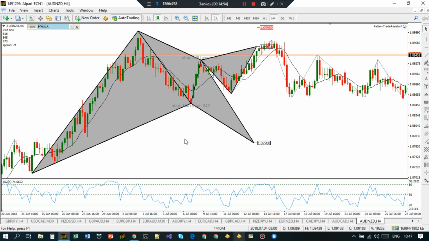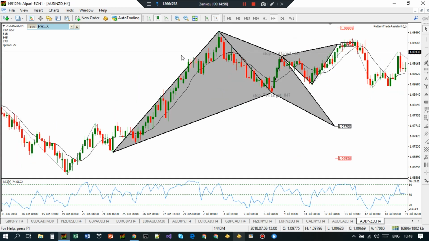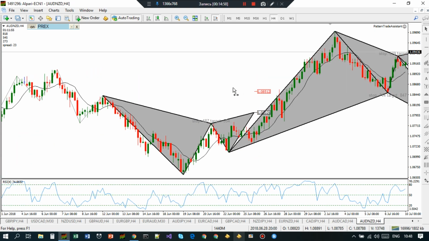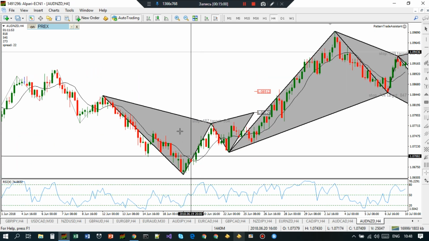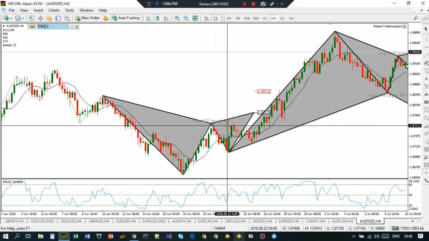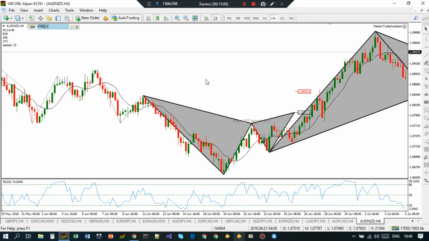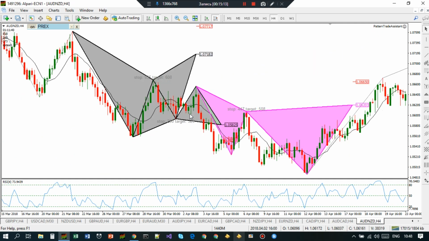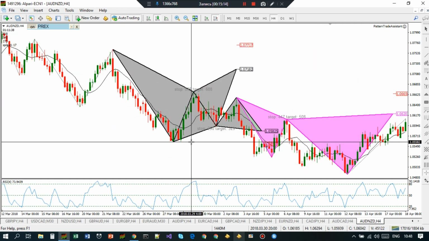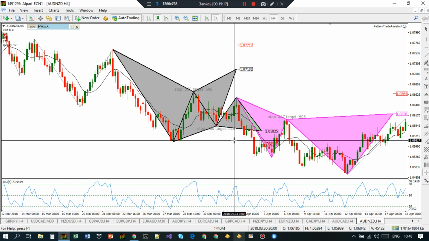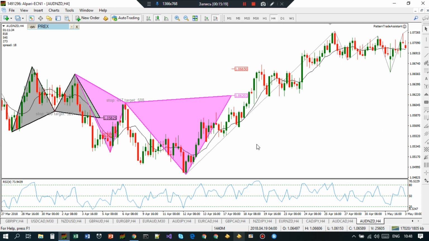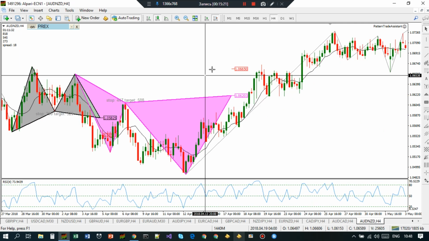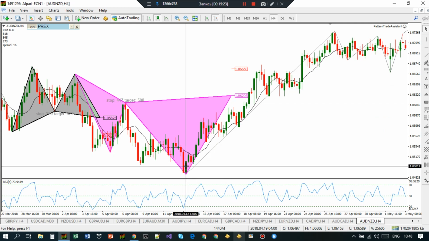Just give it a try. For example, let's go to some other example here. So what do we have from here to here? This C point is not oversold, so I would skip this pattern. This one, the C point is not oversold. Okay, maybe this one is nothing. Okay, this one, let's consider this losing example.